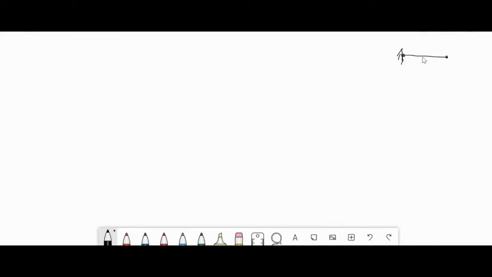This is the beam, maybe a cantilever beam. We dealt with only the axial load applied on the member. So this axial load is in the X direction.